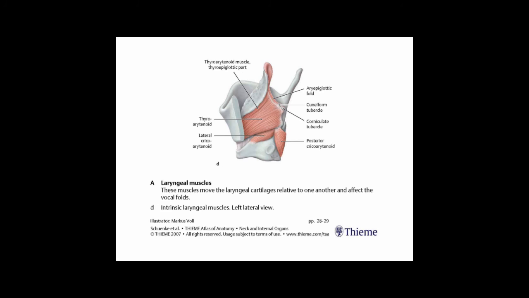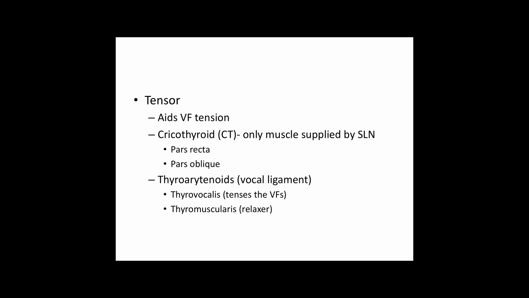All right. The next function that we talk about is the tensor, meaning it aids in vocal fold tension. It increases the length of the vocal fold. Let's come back to that. I'll just talk about the cricothyroid now. Cricothyroid is a muscle that aids in increasing the vocal fold tension. If you recall, I talked about the cricothyroid joint a little while ago, and I said it aids in increasing the tension of the vocal folds. In addition to the cricothyroid joint, the cricothyroid muscle, CT, also involves increasing the tension of the vocal fold.